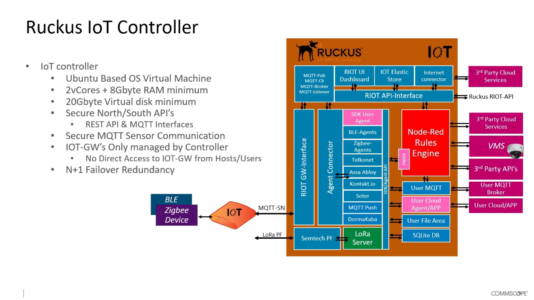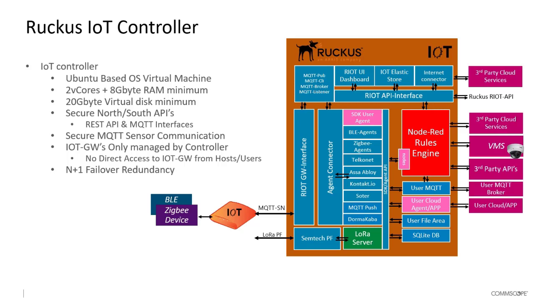We also provide secure APIs, both northbound and southbound. So out to the access point through our MQTT, but also through a secure API, and then also out to third-party cloud services, to APIs or host interfaces on the northbound interface side, on the internet communication side. Then we also use a secure MQTT connection between our access points and our IoT gateways and the IoT controller.